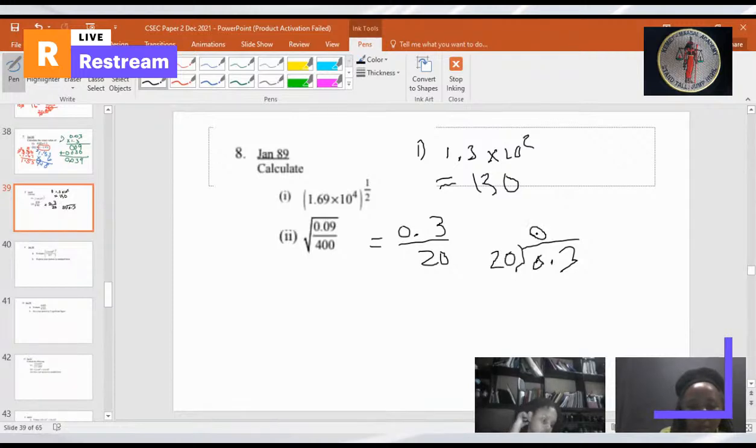So 0.3 divided by 20 gives 0.15, right? Yes, Miss. Okay, all right. We're almost there, guys. We're soon done.